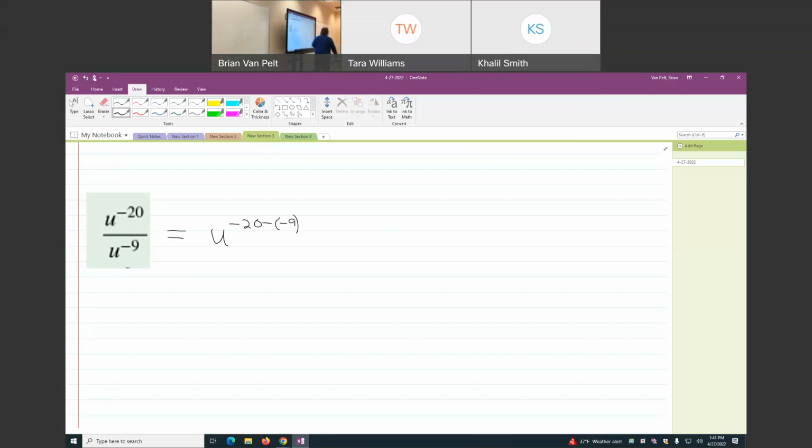Is that what the quotient? Take the top exponent minus the bottom exponent, correct? So that's equal to u to the negative 11. Which you can write as 1 over u to the 11th. That's good.